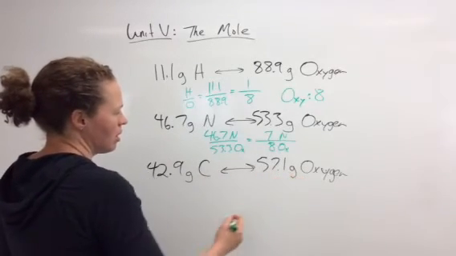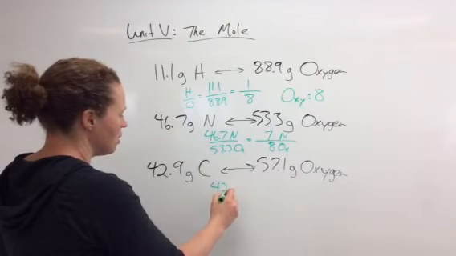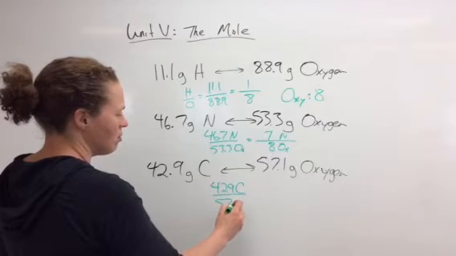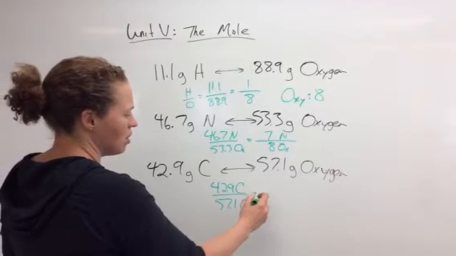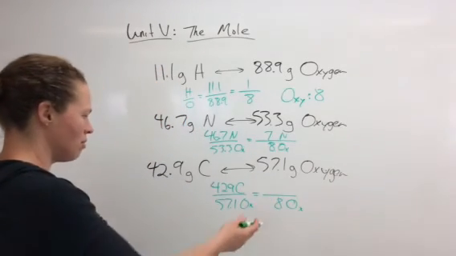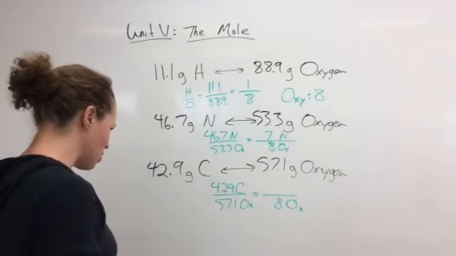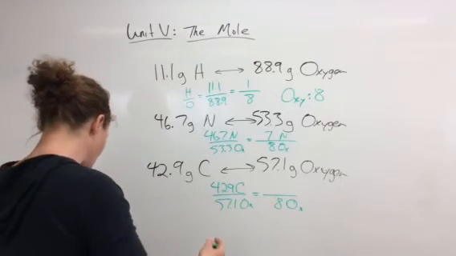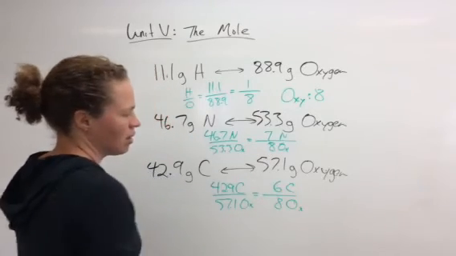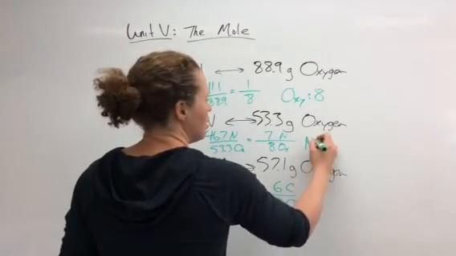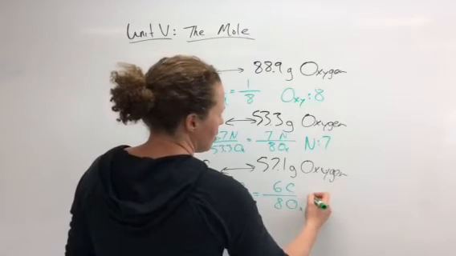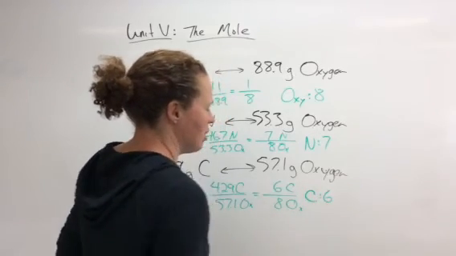I've got carbon and oxygen now, so it tells me I've got 42.9 grams of carbon compared to 57.1 grams of oxygen. Now, knowing that oxygen's worth 8, I can set my equation up: 8 times 42.9 divided by 57.1, and I should get roughly a 6 for carbon. So what that's saying is that nitrogen is worth 7 mass units, and carbon should be worth 6 mass units.